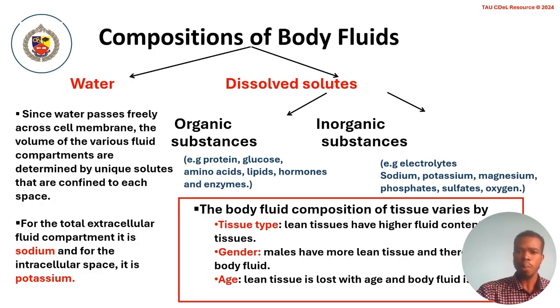Now, the body fluid composition of tissues varies, in the sense that for people that are fat, like obese people, the fat content of their body is much. Meanwhile, lean tissues have higher fluid content. That is to say, lean people probably have more fluid in their body than those that are fat, due to the fats being deposited in obese people. And we have gender: males have more lean tissue than females. And age-wise also, lean tissue is lost with age, and body fluid also.